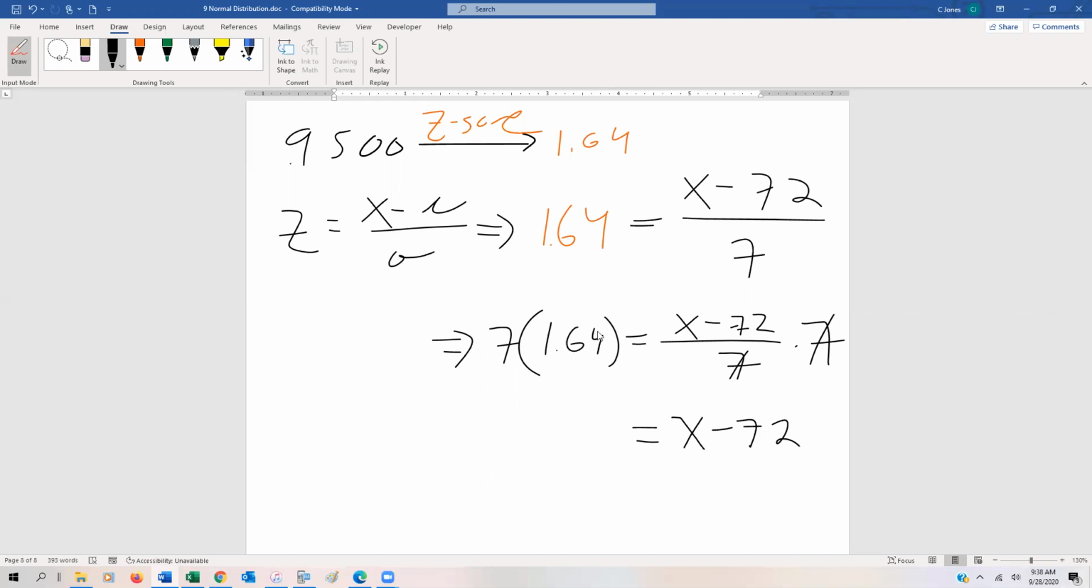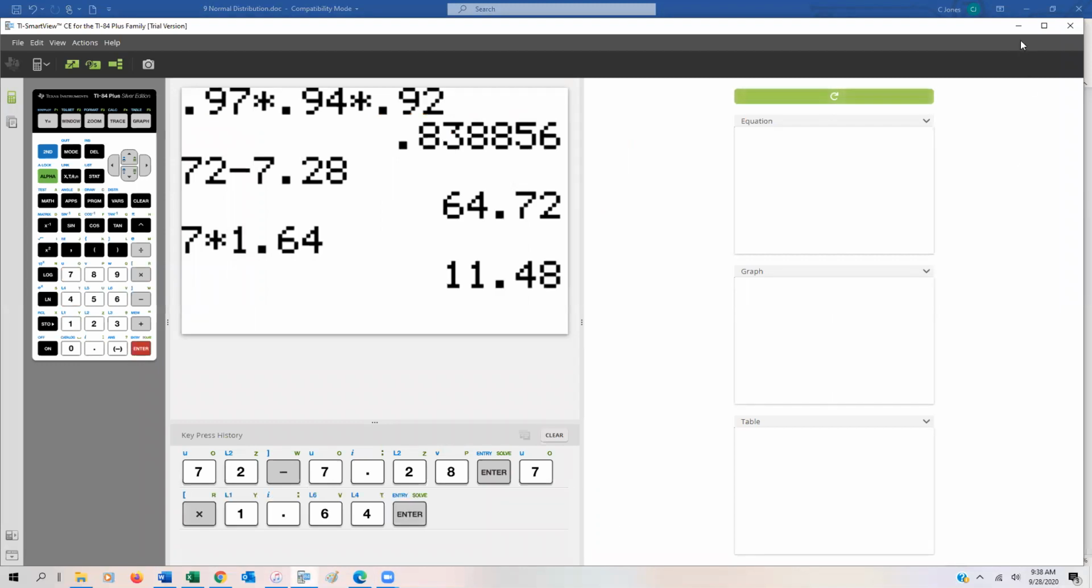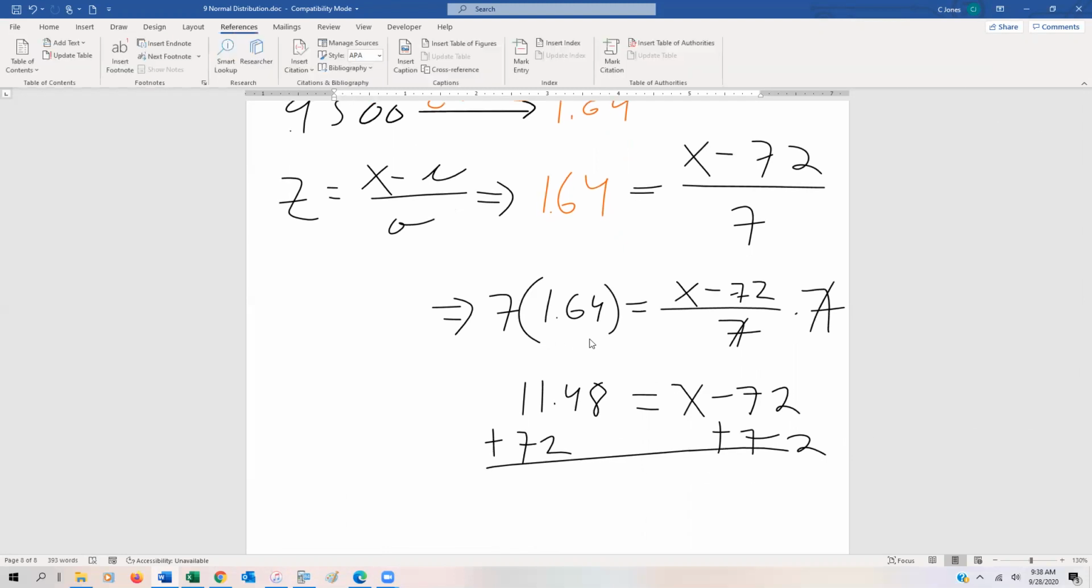And then 7 times 1.64, I think that's going to give us maybe 11 point something, so it's really close. So 7 times 1.64, 11.48. So that's going to be 11.48. And then just like we did before, to eliminate that negative 72, we are going to add 72. And finally, our answer, 83.48.